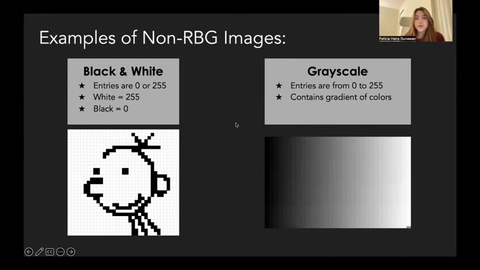Over here we have examples of non-RGB images. They technically have no color. Over here we have black and white and grayscale. As I mentioned in the previous slides, in black and white all entries should be 0 or 255, as 255 represents white and 0 represents black. And with grayscale, the difference is that the entries have values from 0 to 255, and they contain gradients of color.